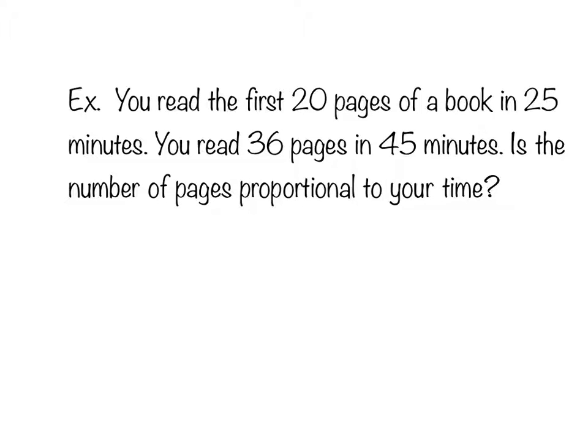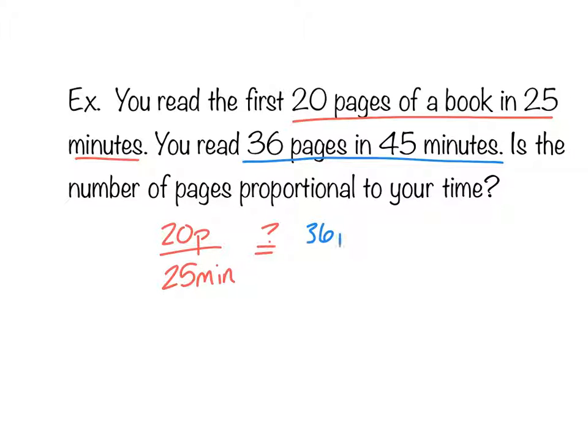So if you look at the first ratio we're given, which is 20 pages in 25 minutes, we can write 20 pages over 25 minutes. And we can see, is that proportional? Is that equal to 36 pages in 45 minutes? And again, using cross products is going to be a really simple way to do that. So we can cross multiply, and we can multiply 20 times 45, and 20 times 45 is 900. And then we can do 25 times 36, and 25 times 36 is also 900, so we know they are proportional.